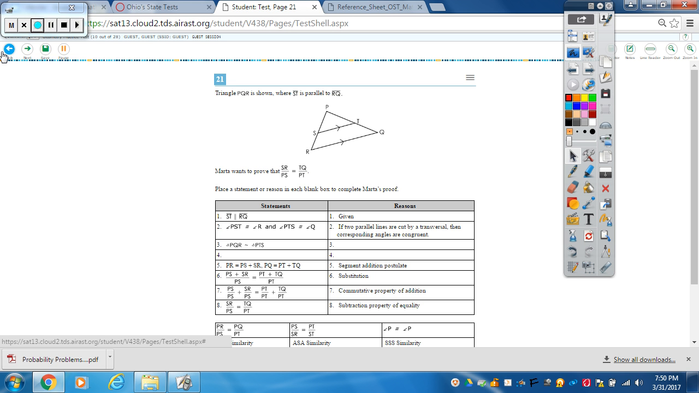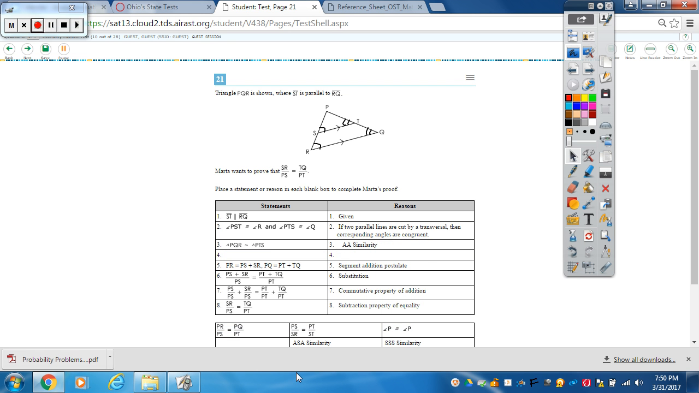So the lines are parallel, and that's given. That's good. We know that angle PST and angle R, and angle PTS and angle Q are congruent. Now again, please draw this out on your paper. Angle PST and R are congruent, and angle PTS and angle Q are congruent. So how do we know that those triangles are similar? Well, all I'm going to do is put down the angle-angle similarity.